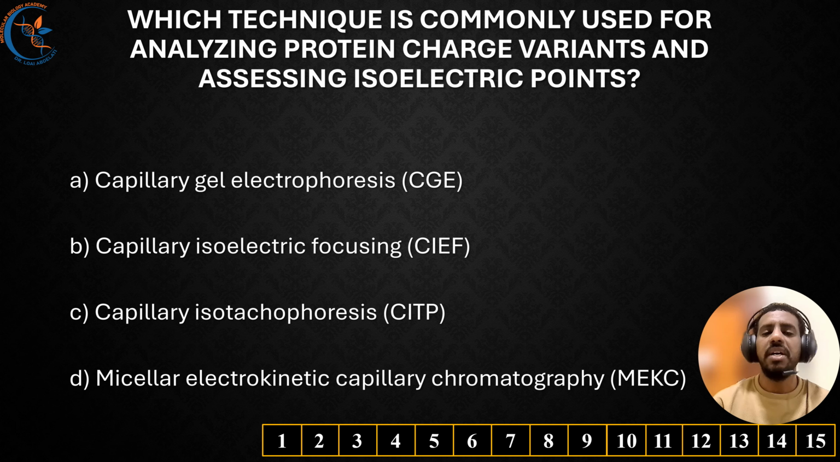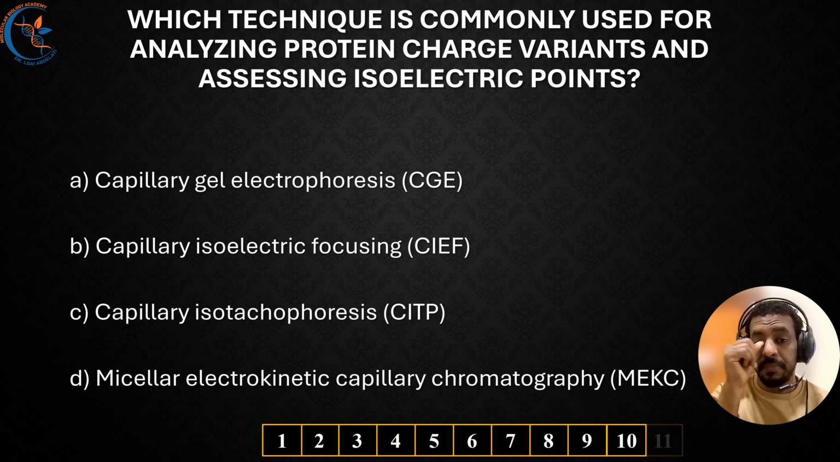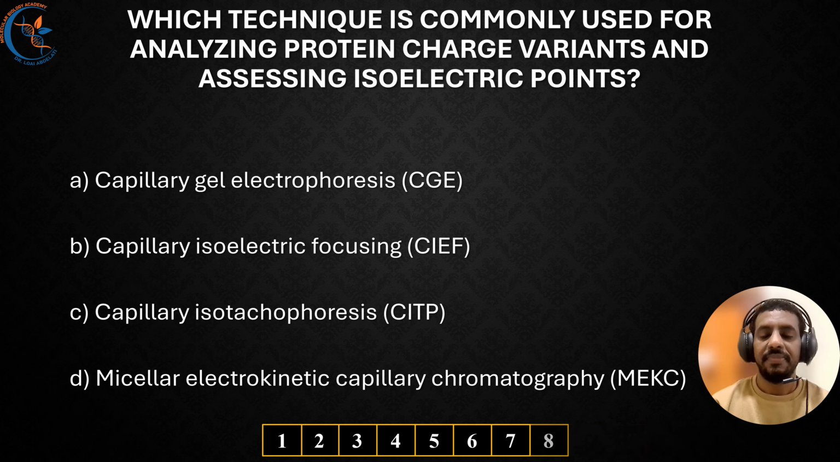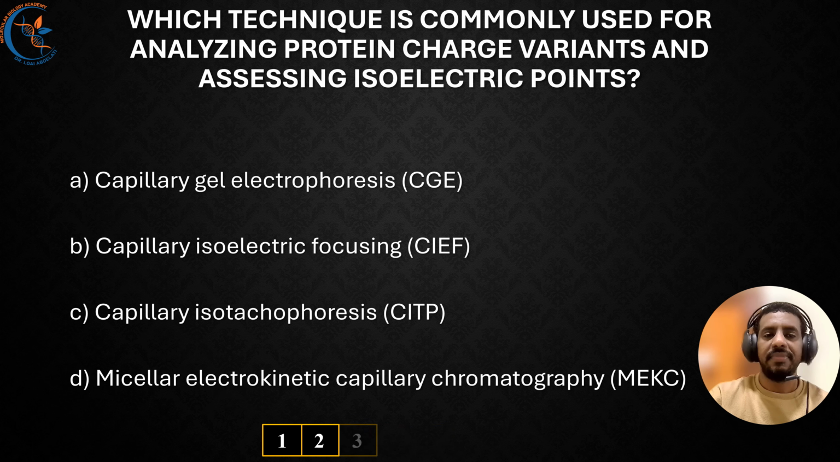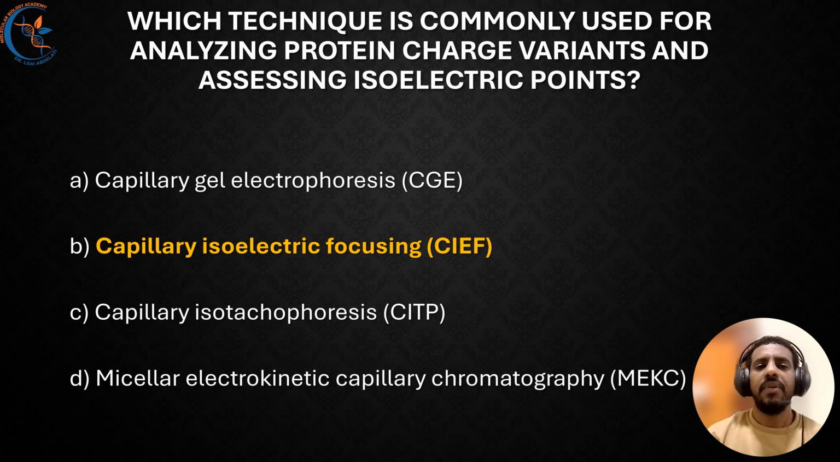All right, next question here. Which technique is commonly used for analyzing protein charge variance and assessing isoelectric points? All right, the correct answer is capillary isoelectric focusing. Actually, capillary isoelectric focusing is a powerful technique used to analyze protein charge variance and determine their isoelectric points.